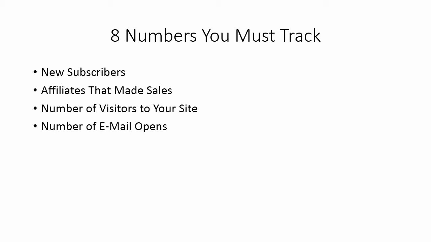Because if you're getting new subscribers but your emails are turning people off, you need to change the way you write emails, right? So keep track of the number of email opens you're getting. Keep track of them in relation to the number of people that are subscribing to your list. It's a percentage you want to keep track of. Keep track of the number of people who are clicking through. Once again, it is an indication of your email copy, right?